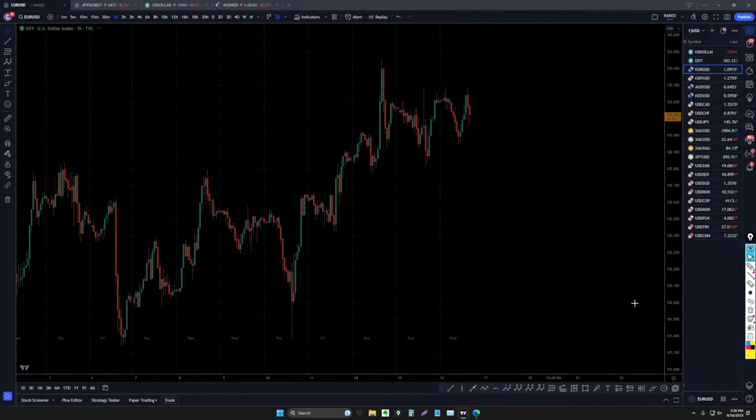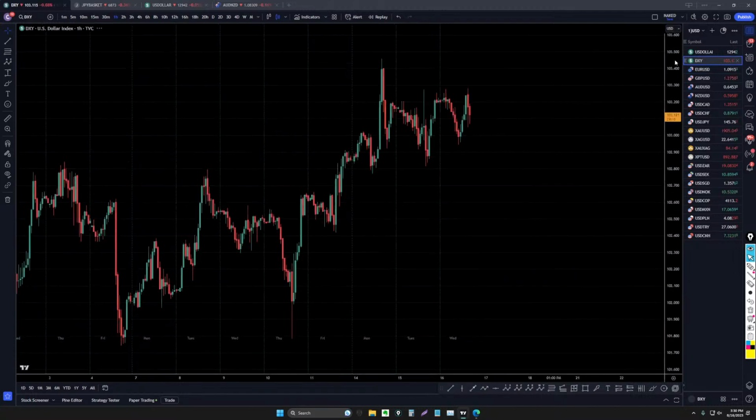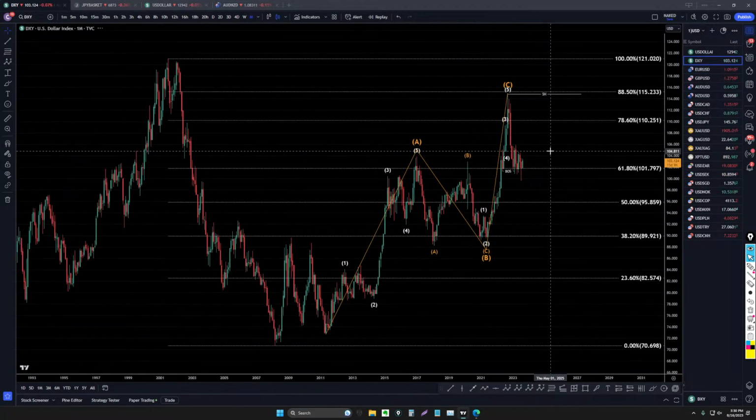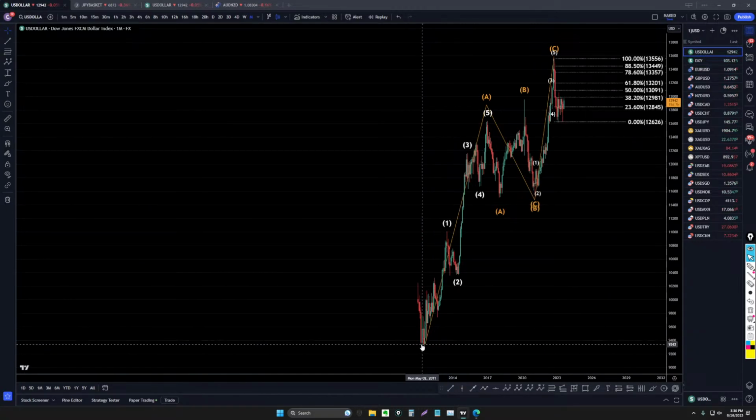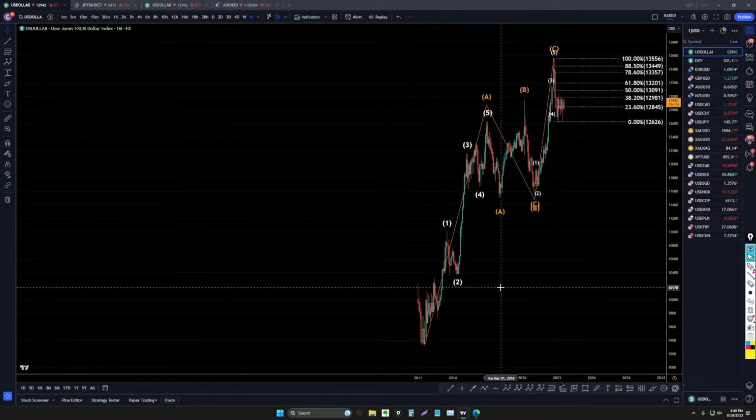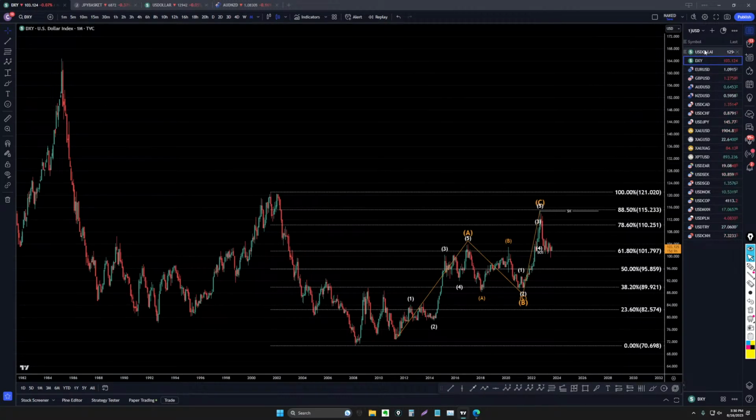And then go to the euro dollar. That's exactly the same picture we were just looking at on the DXY. That's why when I do my full top-down analysis, you'll probably notice that I use the DXY for the monthly, because the DXY has all kinds of data. The US dollar doesn't. It only goes back to 2011 area.